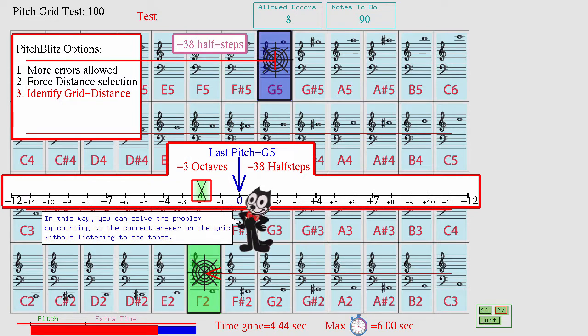In this way, you can solve the problem by counting to the correct answer on the grid without listening to the tones. Ignoring tones in the beginning may help to bring you up to speed in the notation space, but ultimately, the pitch grid test is a relative listening test.